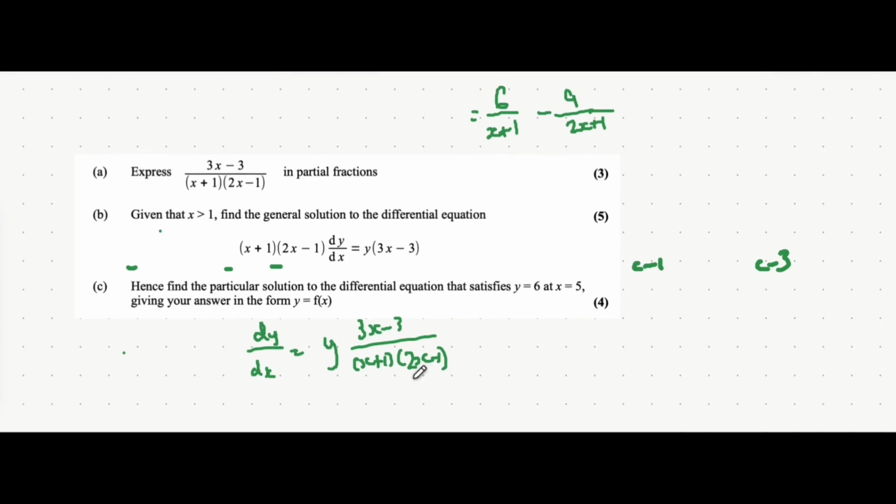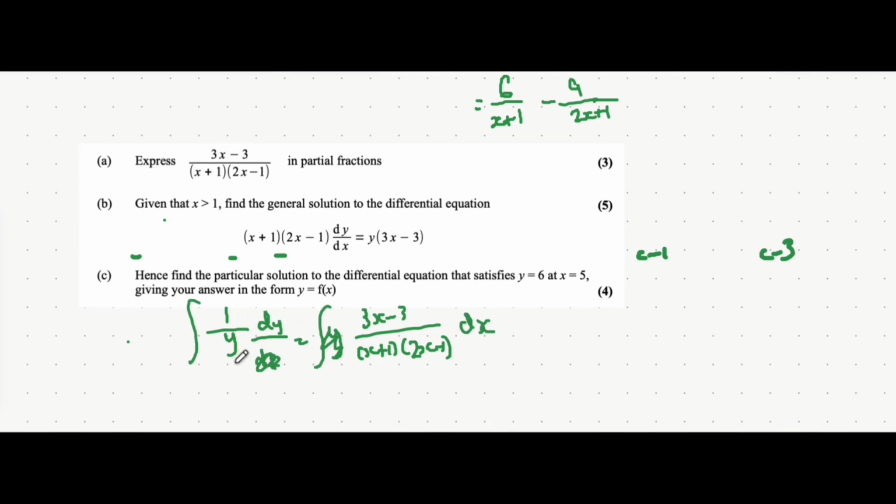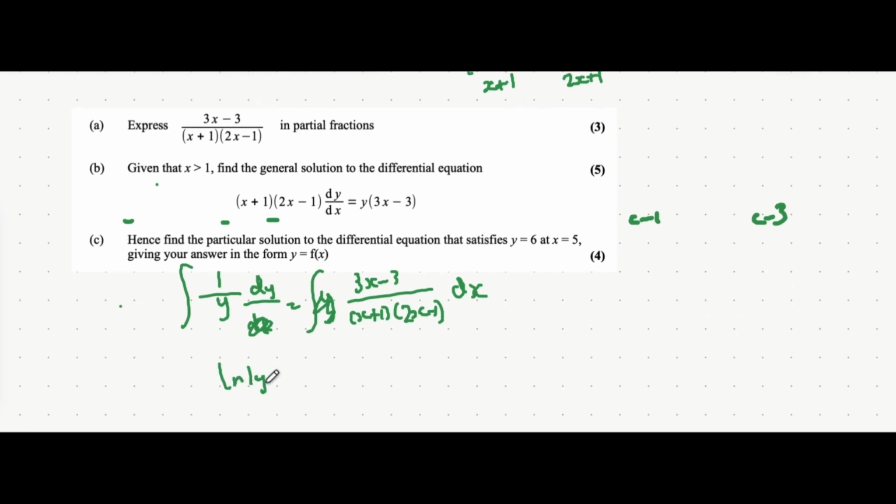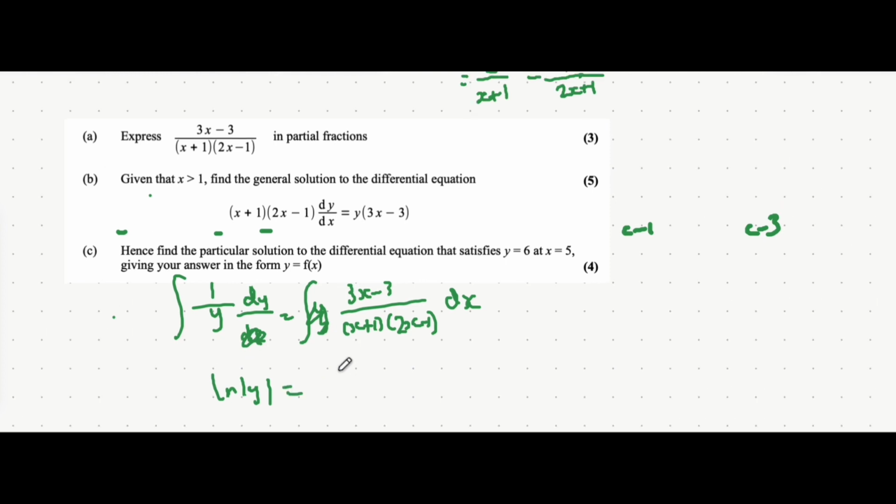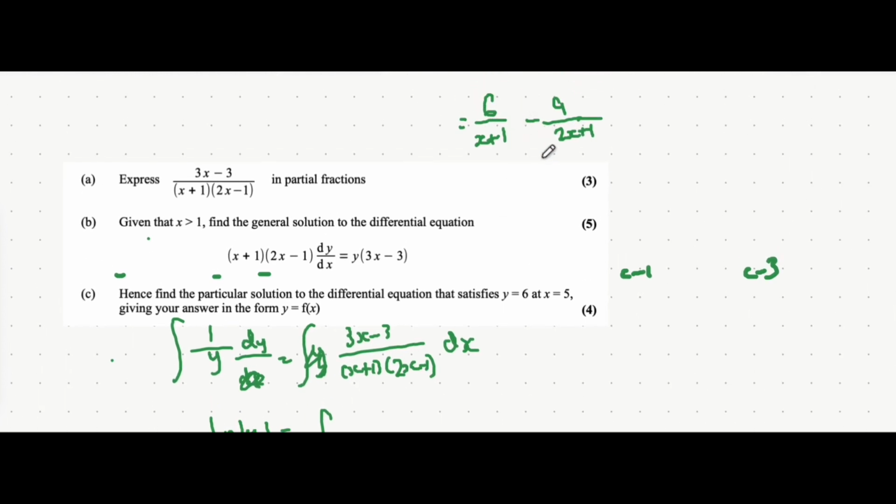And then our goal always, before we integrate both sides, is to get all the y terms to one side and all the x terms to one side. So we divide both sides by y and multiply both sides by dx. When you divide by y, it becomes 1 over y dy, and when you multiply by dx, it goes to the top. And then you integrate both sides. So the integral of 1 over y is just ln of y. That's because when you integrate a fraction where the numerator is the differential of the denominator, the integral will be ln of the denominator. And that's equal to the integral of this partial fraction that we found here.